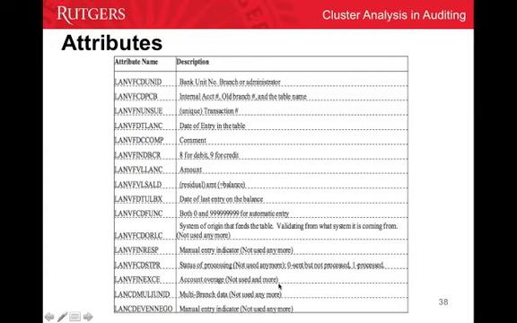2 of the attributes give information on the nature of the transaction. Like this one, it indicates whether the transaction is debit or credit. And also this one indicates whether the transaction is automatically entered or manually entered.